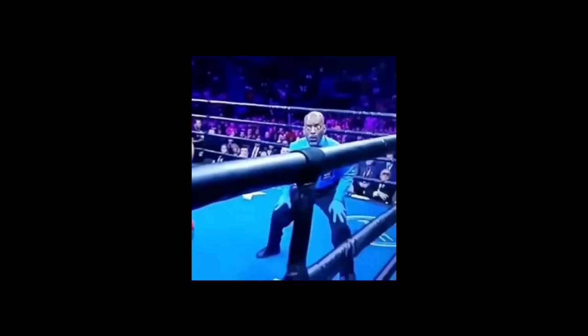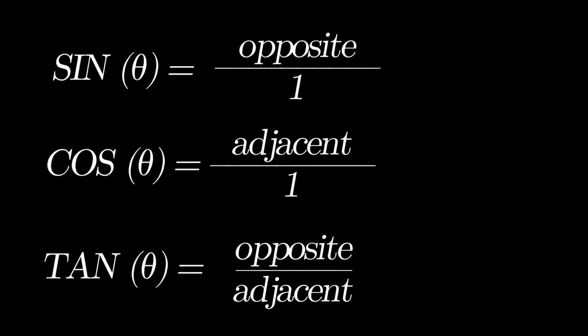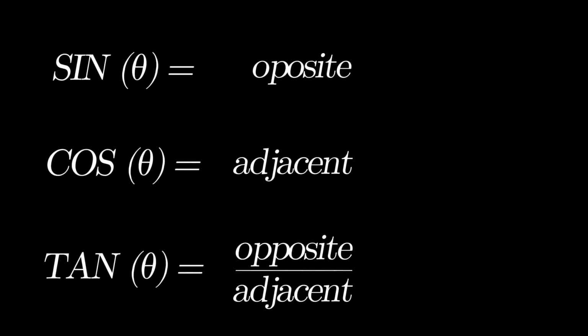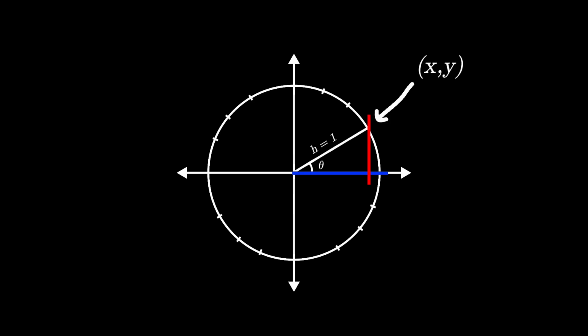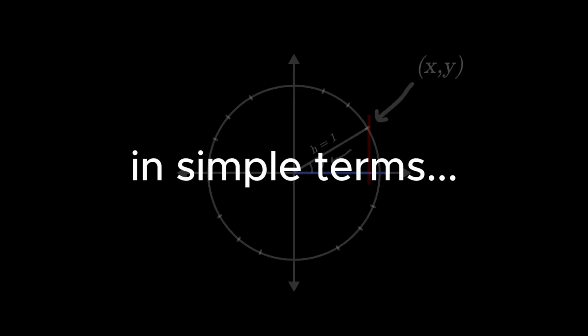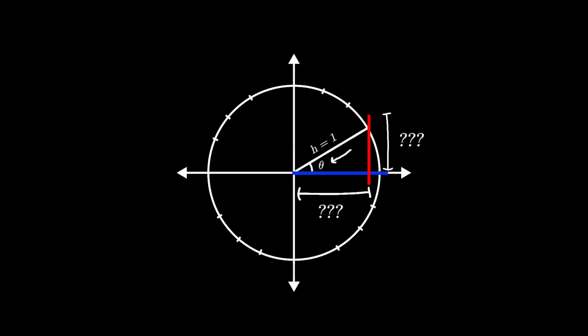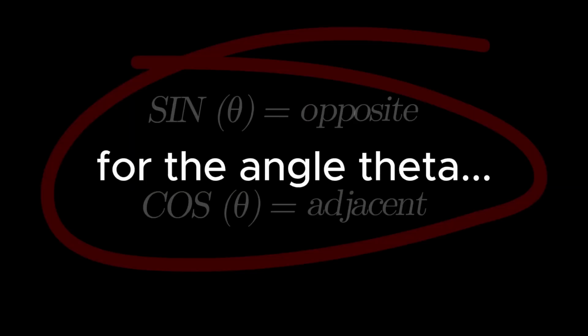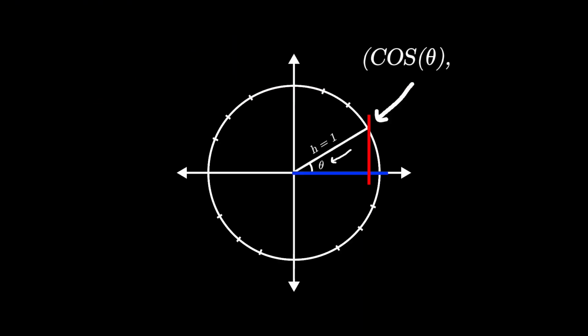If we look at the functions sin, cos, and tan, we can then plug our values into one of them and then simplify it. Do you see what's going on here? We're marking out the coordinates for the angle theta. In simple terms, we're figuring out the lengths of the triangle's sides. Knowing this, we can then say that the coordinates for the angle theta are cos theta, sin theta.